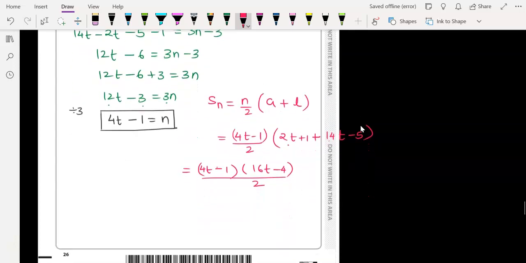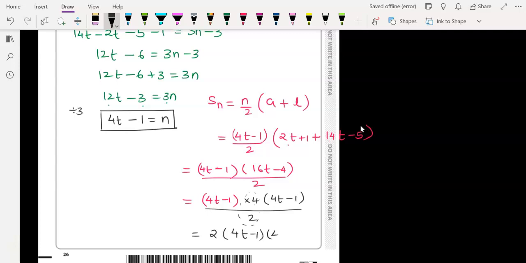Now, the second bracket, we can factor out 4. So we get 4t minus 1. When you factorize 4 from the second bracket, we are left with 4 times 4 is 16, so 4t minus 4 times 1 is 4. So I'm left with 1, whole divided by 2. Now this 4 and 2 you can cancel out. So you're left with 2 bracket 4t minus 1 and 4t minus 1. Now since the brackets are same, I can write it as 2 bracket 4t minus 1 whole squared.